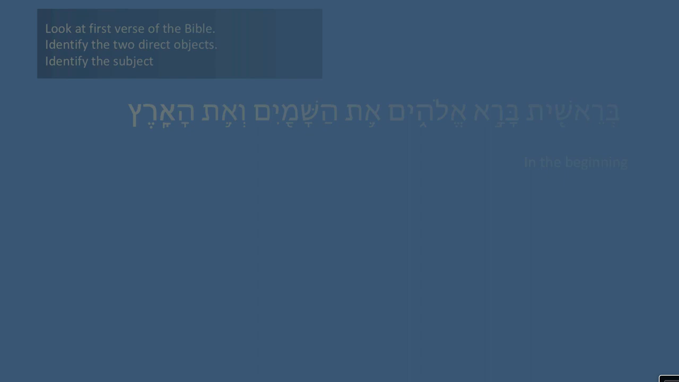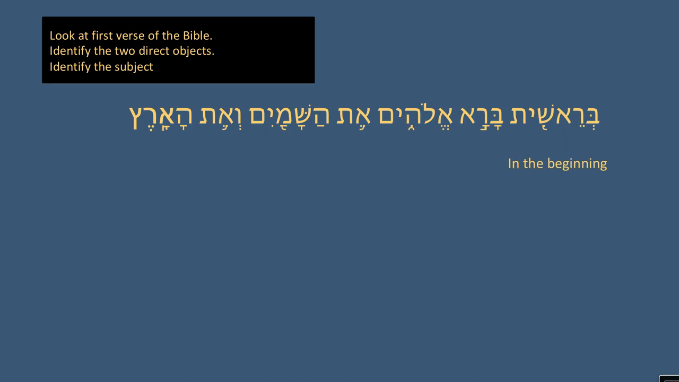So let's look at a few examples from the Bible. You may recognize this first verse of the entire Bible. Bereshit bara Elohim et hashamayim ve'et ha'aretz. So note here that et hashamayim and et ha'aretz are both objects, and we know this because they are both preceded by et.